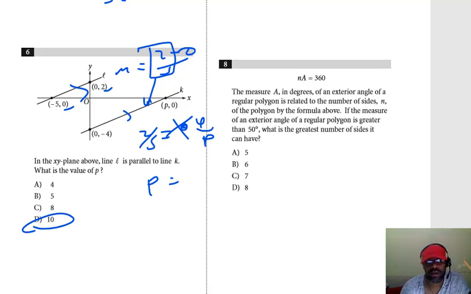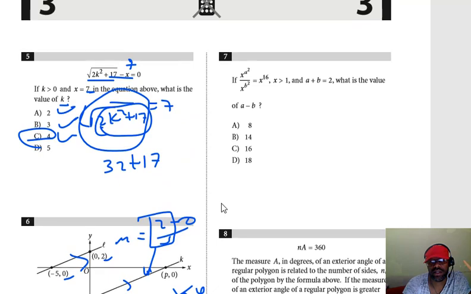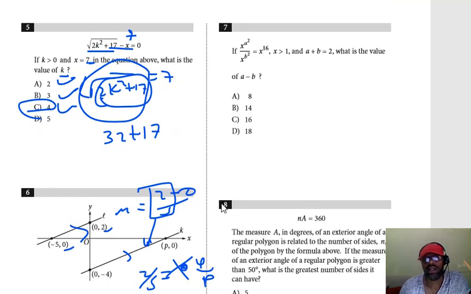Yeah, okay. So question number 7. There we have 7. Okay, this is a kind of exponential expression. Okay, a plus b is given. What's the value of a minus b?